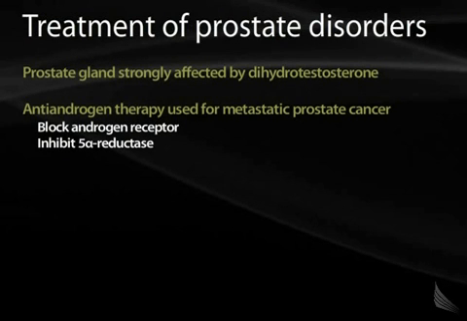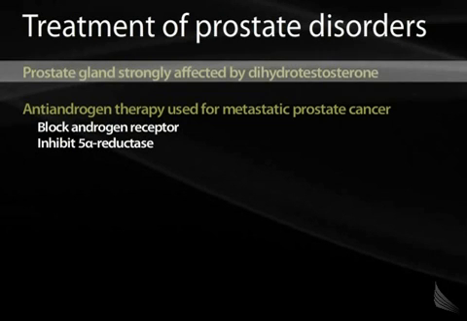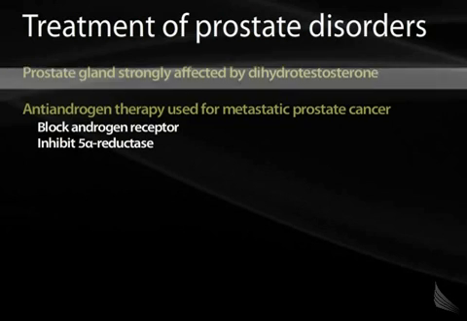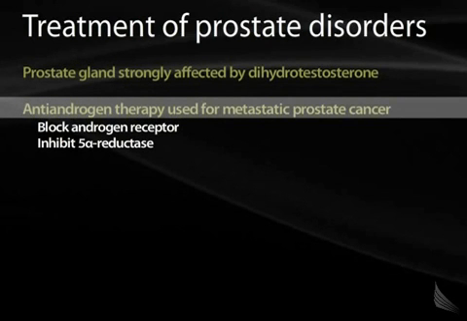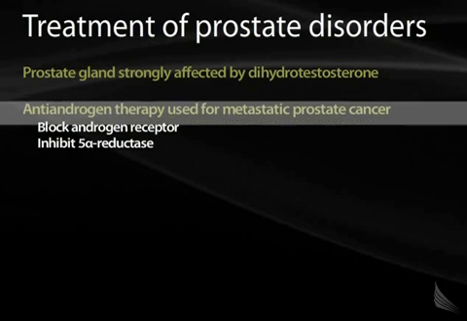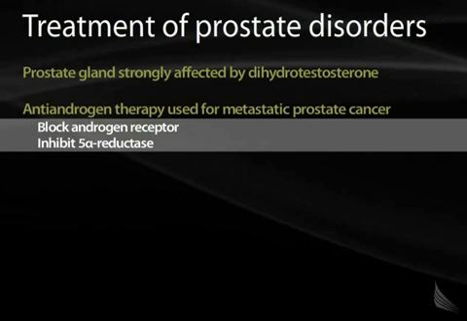Androgens and anti-androgens are very important in the treatment of prostate disorders. The prostate gland is strongly affected by DHT. DHT levels can increase prostate cancer growth, and therefore anti-androgen therapy is used for metastatic prostate cancer. The goals of the anti-androgen therapy are to both block the androgen receptor as well as inhibit 5-alpha reductase.